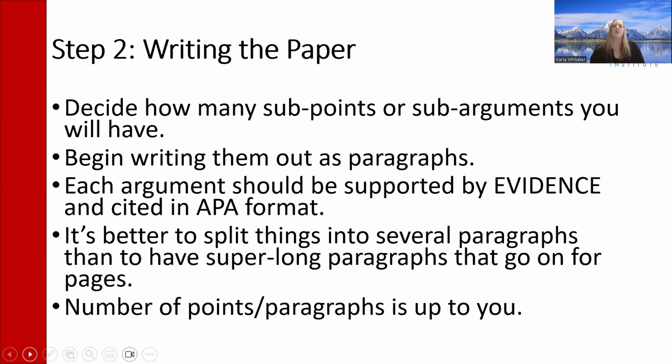You decide on how many subpoints or sub-arguments you have. Maybe you're going to have 2, maybe 3 or 4. There's no specific minimum or maximum. You just want to consider how many total sub-arguments you want to put in. And basically each one of them becomes a paragraph or a set of paragraphs. Each argument should be supported by evidence, and that evidence should be cited in APA format. Where if it's in quotes, for example, then after it in parentheses, you might have the name of the text or the author's name and a page number that you got it from.